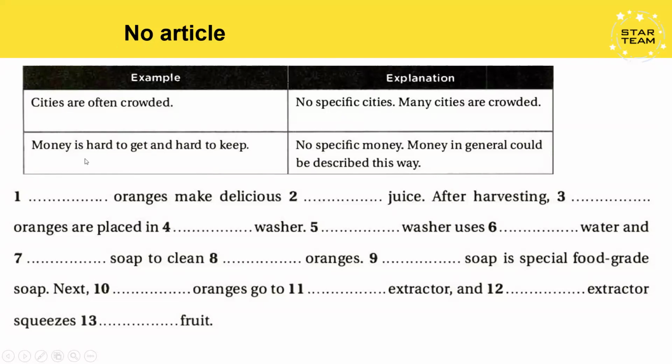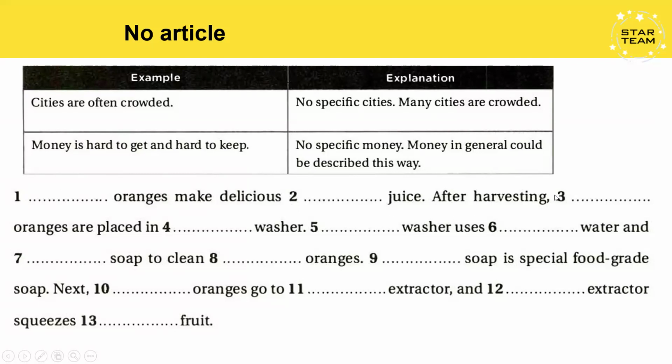It is about no article. Money is hard to get and hard to keep. No specific money. Money in general could be described this way. So when we talk about money, we always use it without "the," because it has a general meaning. Oranges. So here we don't use an article. Yes, oranges make delicious juice.